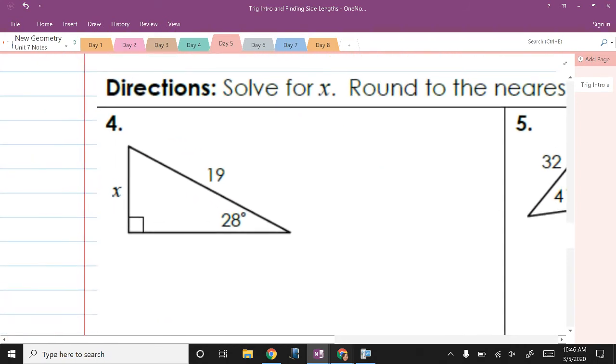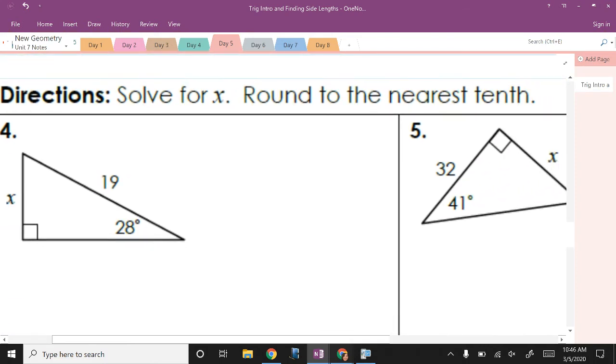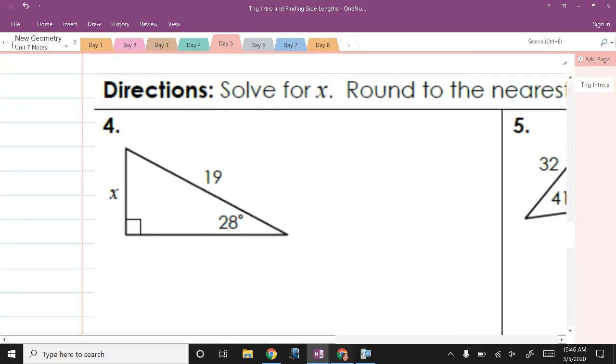It says solve for x, round to the nearest tenth. So x is a leg of that right triangle, isn't it? Do you see how they gave us an angle measure? What angle measure did they give me? 28 degrees. So I'm going to do everything based off of that angle. So that side x over there, that leg, is that going to be opposite from the 28 degree angle, adjacent, or is it the hypotenuse? It's opposite.